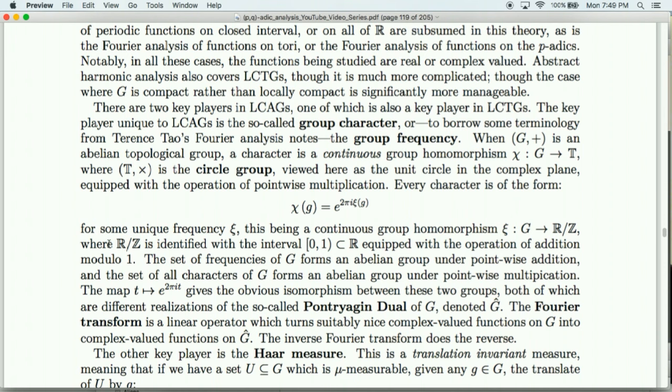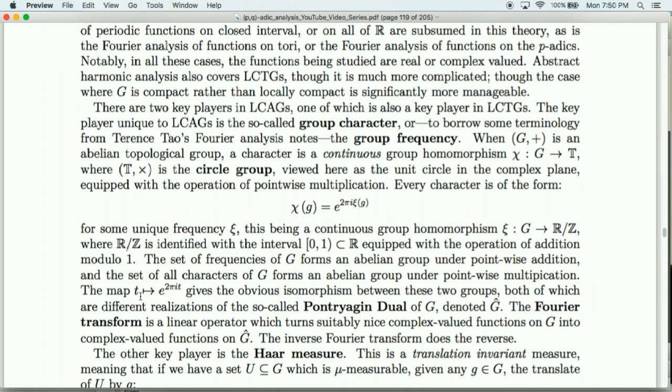The set of all frequencies forms an abelian group under pointwise addition, and the set of all characters forms an abelian group under pointwise multiplication. In this case, the inverse operation is just negative, and here it's the reciprocal. The map that sends t to e to the 2 pi i t is then the obvious group isomorphism between the group of frequencies and the group of characters. And so both of these groups are realizations of what is called the Pontryagin dual of G, which is denoted G hat.